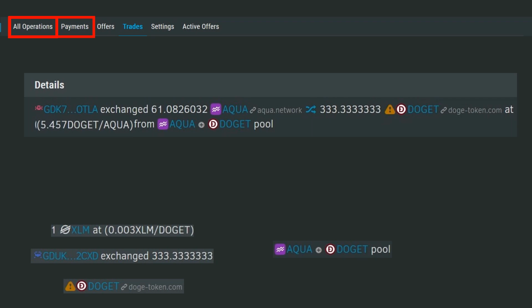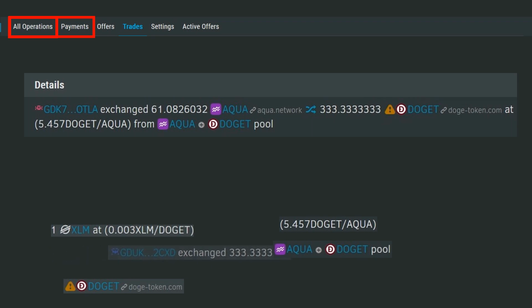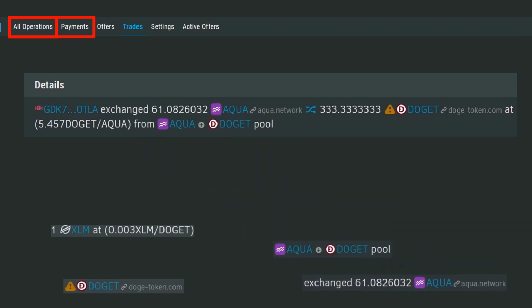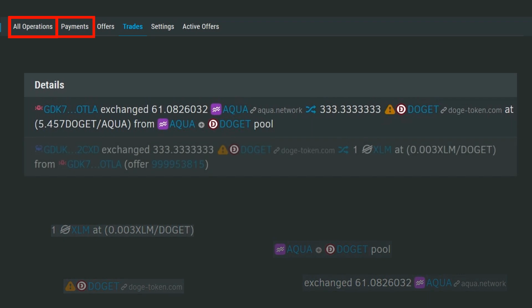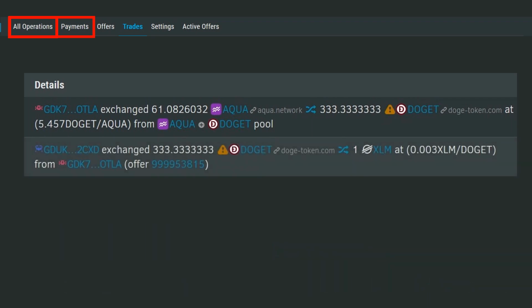In this liquidity pool, we were given 5.457 Dogit per Aqua, and we'd already exchanged the one XLM into 333.3333333 Dogit from the XLM that we'd put in. So that Dogit at that exchange rate for the Aqua gives us 61.08 Aqua in our wallet.